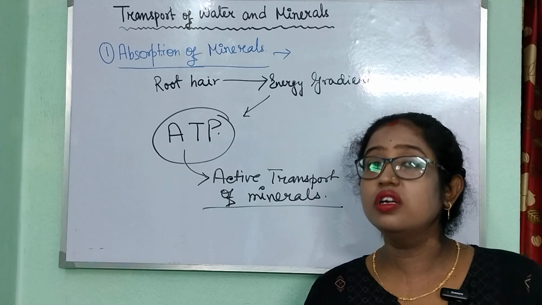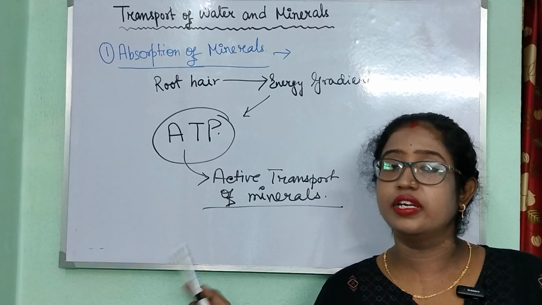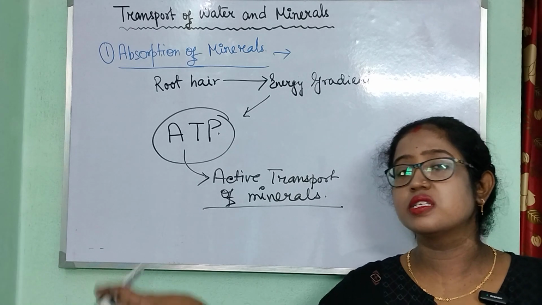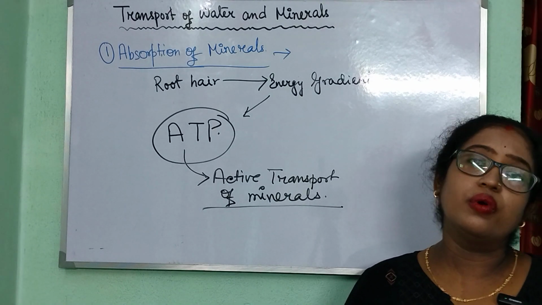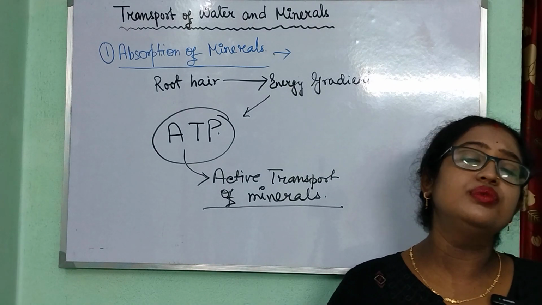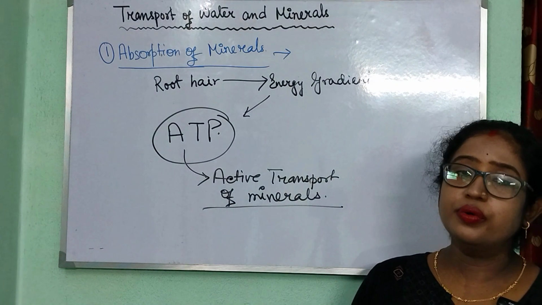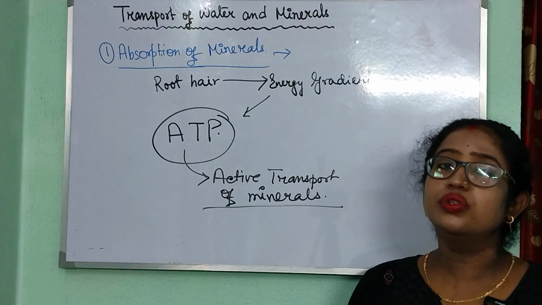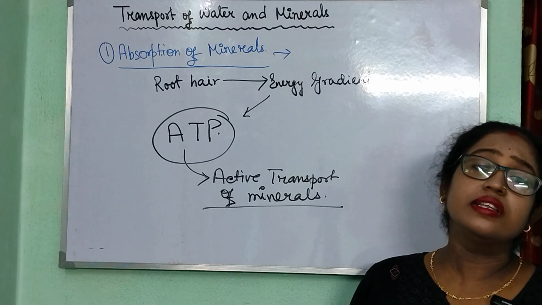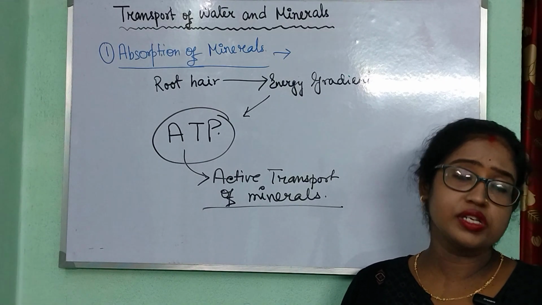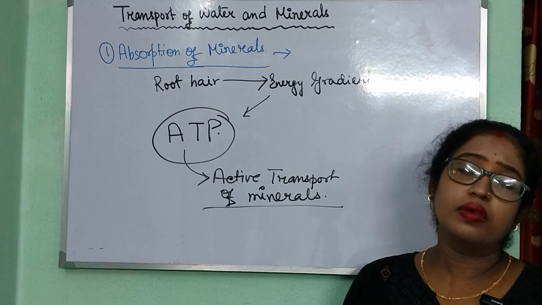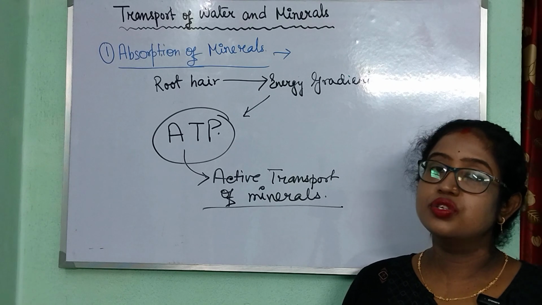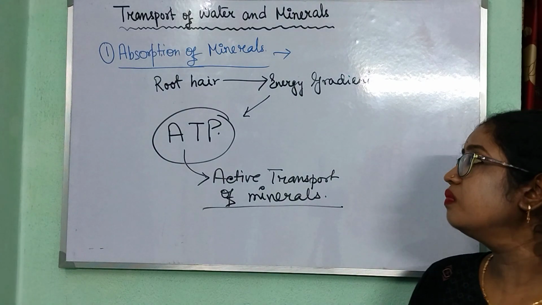But in case of water, the osmotic pressure gradient that is created between the root hair cells and the water present in soil forces the water to be absorbed by the root hair, and the root pressure created in the cortical cells pushes the water to the endodermal cell, and this root pressure is also responsible for movement of water from endodermal cells to the vascular bundle.